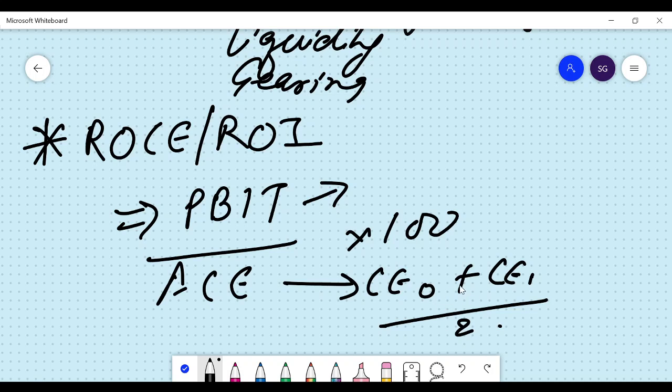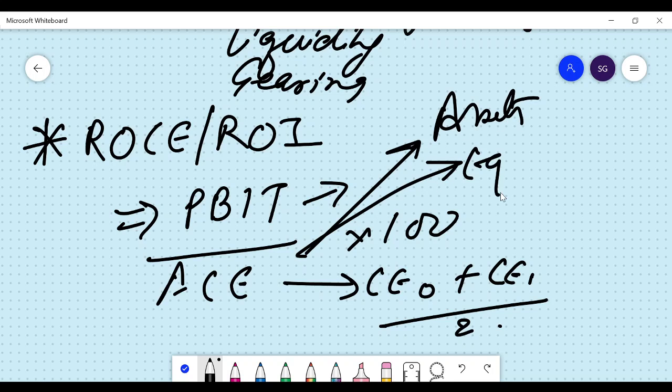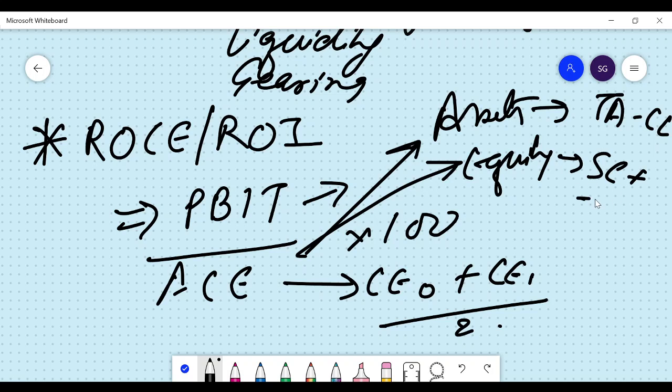What is capital employed? Capital employed can be calculated on two methods. One is the asset side and the other one is the equity side. If we use the asset side method, it would be total assets minus current liabilities, and if we use the equity side method, it would be share capital plus the long-term debt.